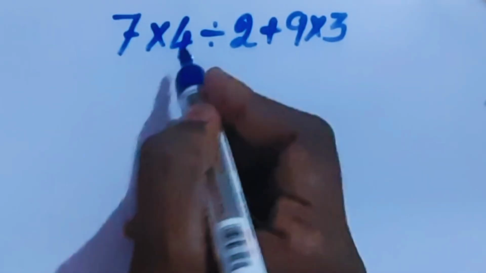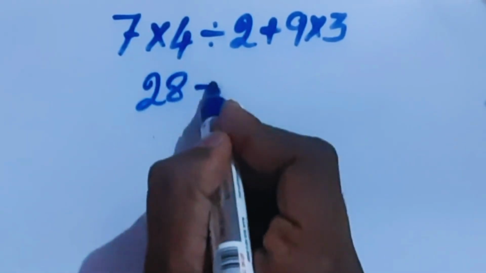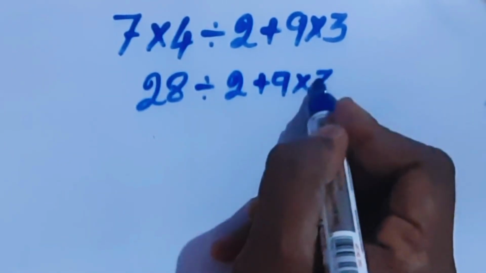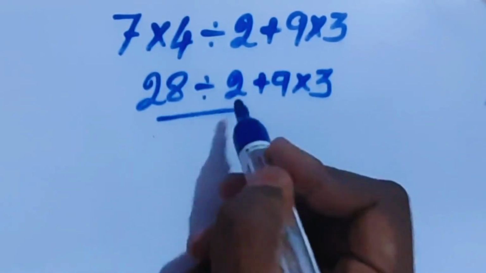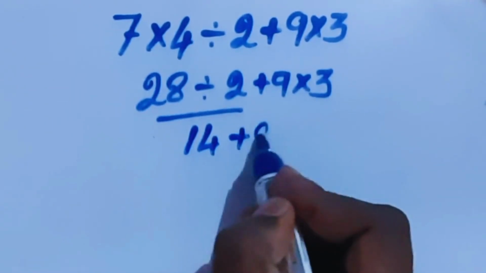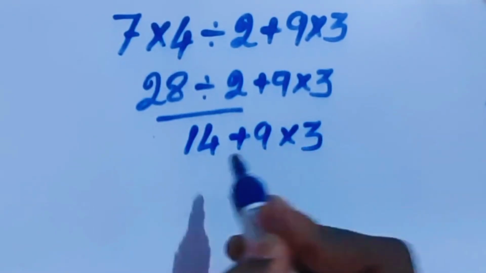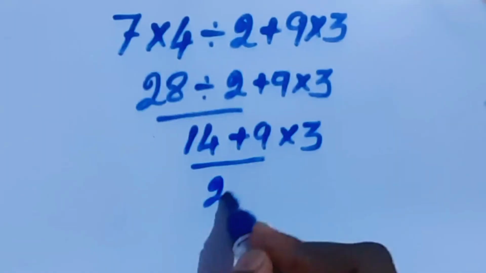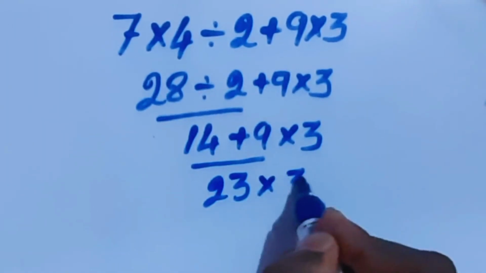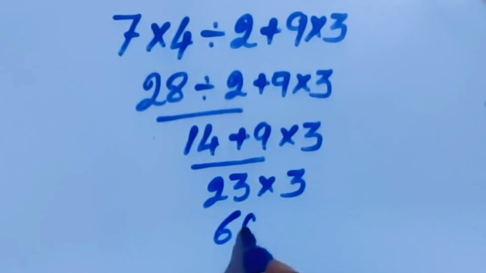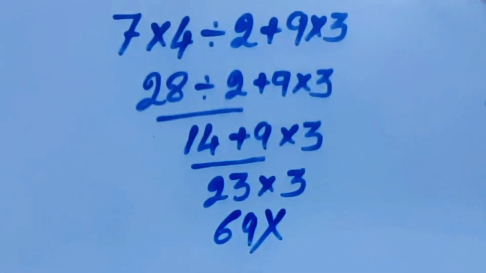Hi guys, here 7 times 4 is 28 divided by 2 plus 9 times 3. Now this is 28 divided by 2 is 14 plus 9 times 3. Here 14 plus 9 is 23 times 3. Here 23 times 3 is 69, which is the wrong answer. As per the order of operations, this 69 is the wrong answer.